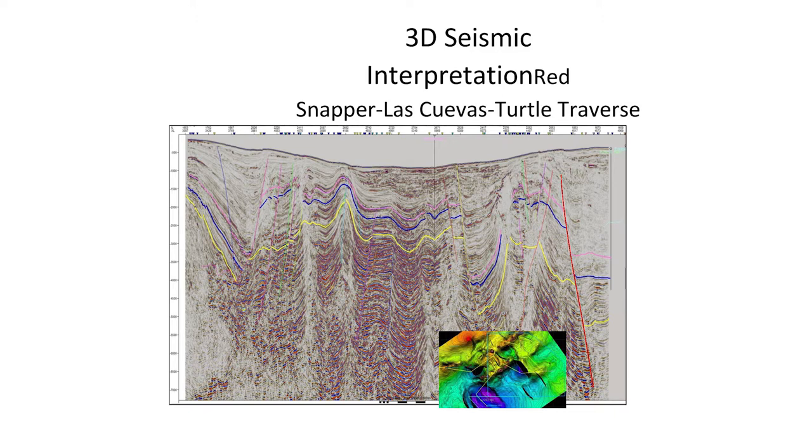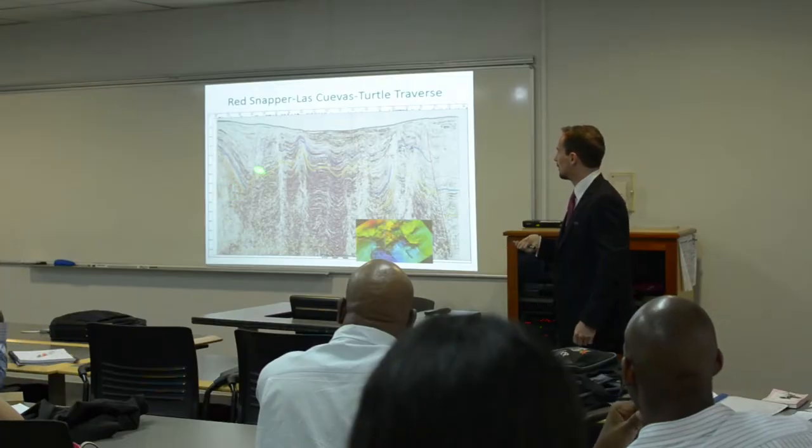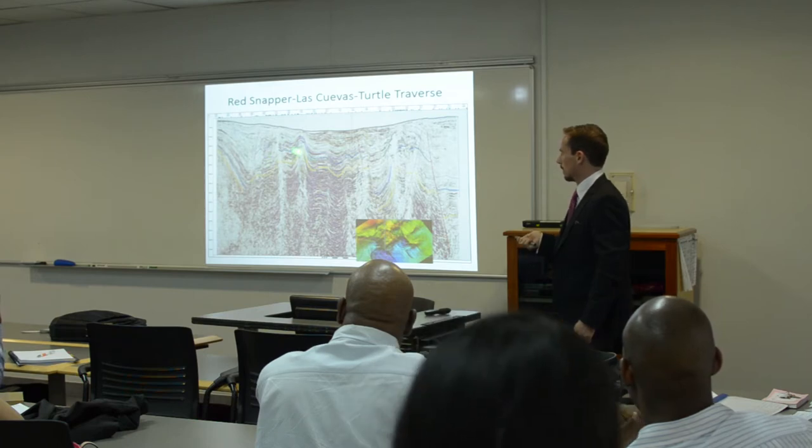The key reflectors that I've picked here, to use 5C terminology, would be the I sand, the G sand, and the D sand. So you'll see those reflectors a lot on subsequent maps and lines. This kind of traverse illustrates the two different structural styles that we appear to have here. So we've got these large extensional faults that you come across when you go in the southwest to northeast direction. And then these high amplitude folds here.